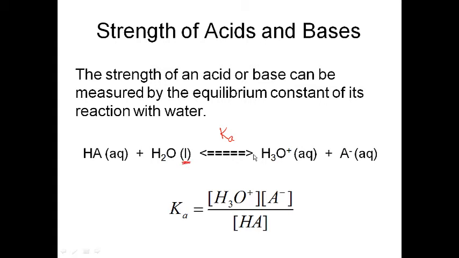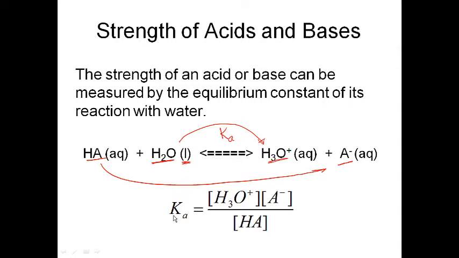Now, if I look at this equilibrium, what's the relationship between HA and A minus? They're conjugate acid-base pairs. What's the relationship between water and H3O plus? It's a conjugate acid-base pair. And if we look at this equilibrium from that standpoint, we have the conjugate acid becoming the conjugate base, and the conjugate base then becoming the conjugate acid. So if I reverse the equilibrium, H3O plus would be the acid, A minus would be the base, to then reverse the equilibrium to form HA in water.